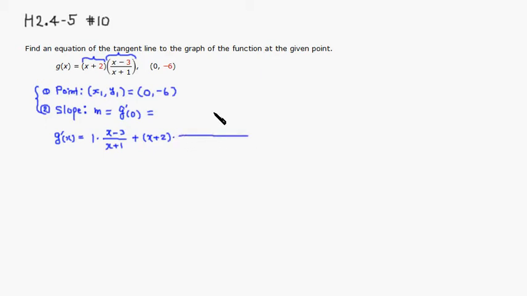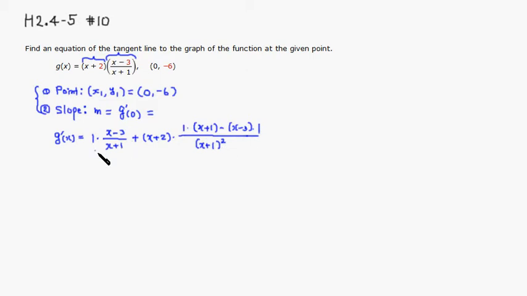So in order to find the derivative, we're going to have to use the quotient rule. Square the bottom, quantity x plus 1 squared. Derivative of the top is 1 times quantity x plus 1, minus top x minus 3 multiplied by derivative of the denominator, which is 1.